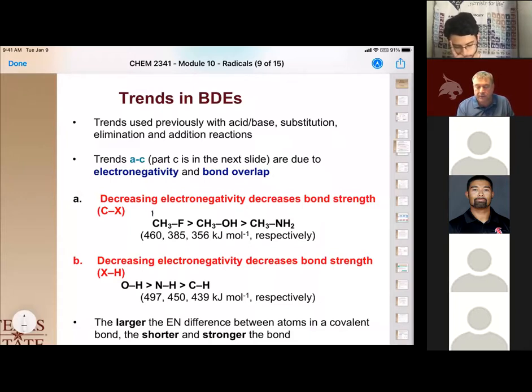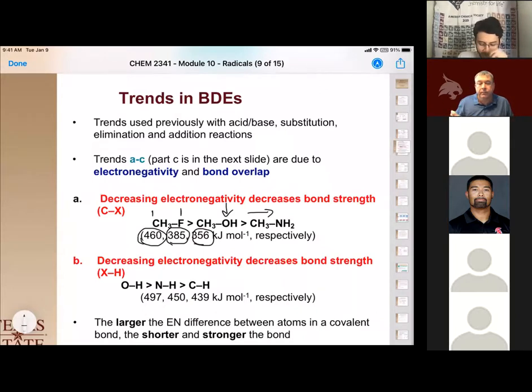So if we look at carbon and fluorine right here, fluorine has an electronegativity of 4, carbon has an electronegativity of 2.5, and that's the biggest difference we get in this series. And we see it has the largest bond dissociation energy. Moving on to oxygen, which is that one step over from fluorine, it goes down not quite 75 kilojoules per mole, but then going from oxygen to nitrogen, it goes down again. Okay. So think about it as the decreasing electronegativity decreases bond strength.